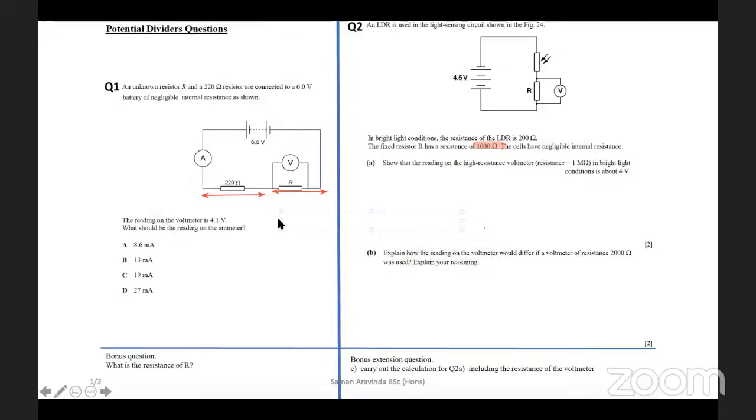Simply, R over 220 is equal to 4.1 over the potential difference across 220, which is 1.9. So when you solve this ratio, we get R as 479.75. That can be used in the total resistance, and we can find the current as 8.6 milliamperes.